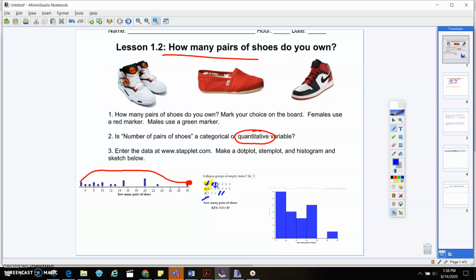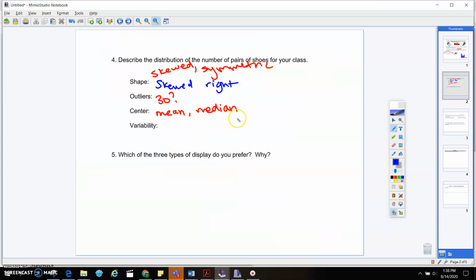2, 2, 3, 3, 1, 1, 1. So it's in between 12 and 13, so that would be about 12.5. So my median is 12.5.